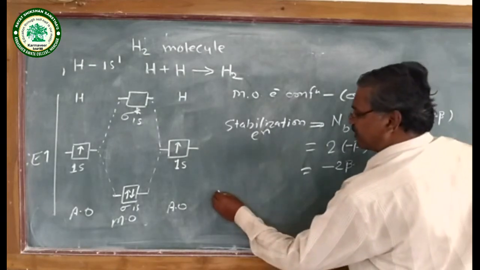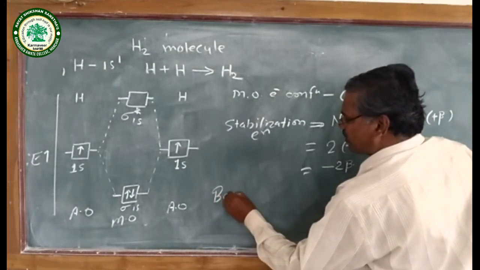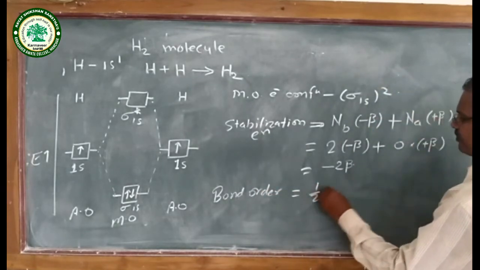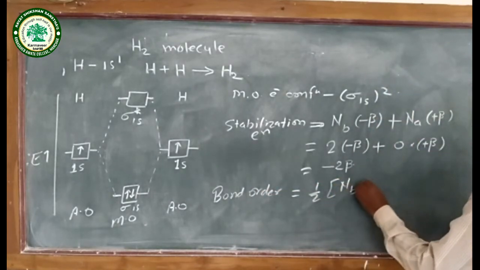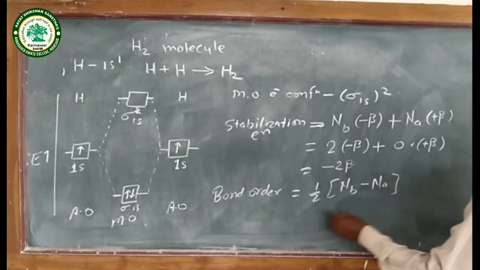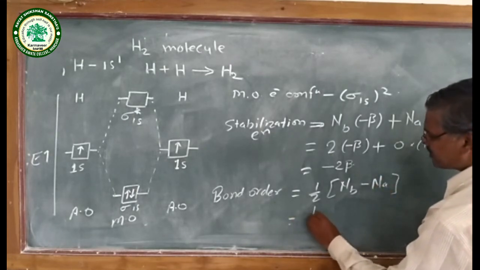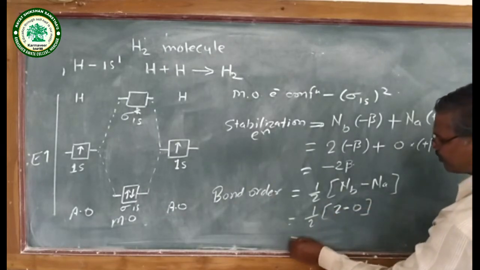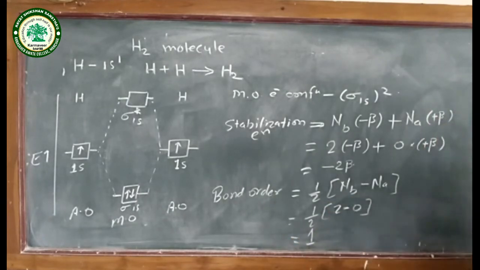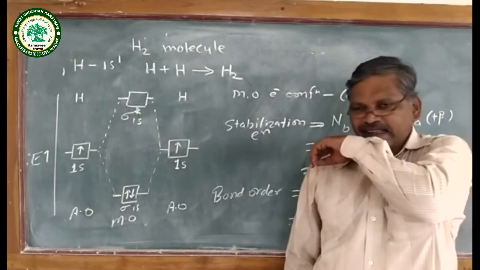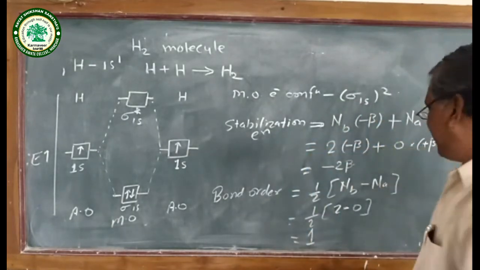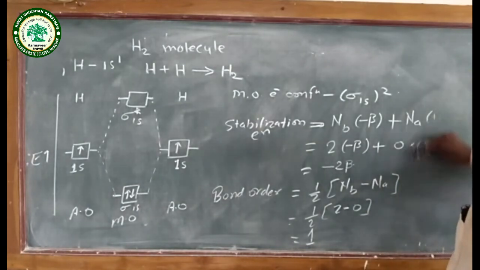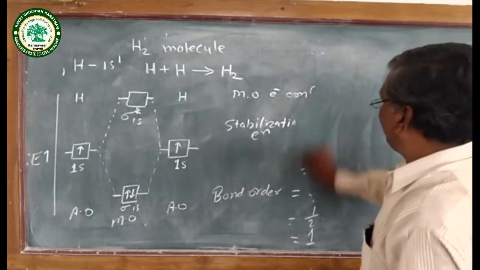Similarly, we can calculate the bond order, which is half into NB minus NA, and it becomes half into bracket 2 minus 0, and the bond order is 1. This indicates that in the hydrogen molecule one bond is formed.